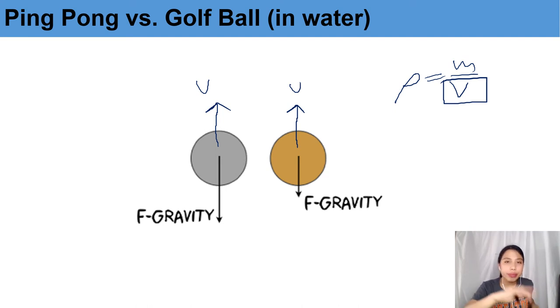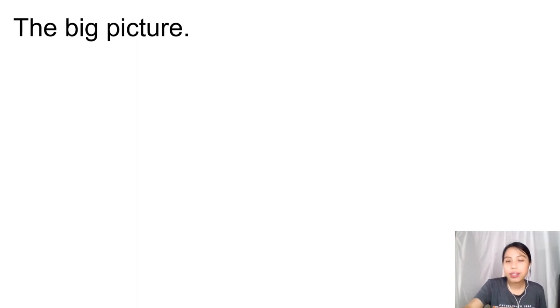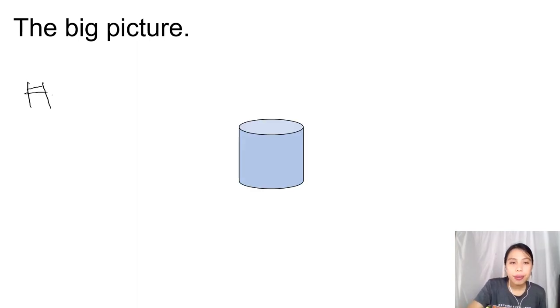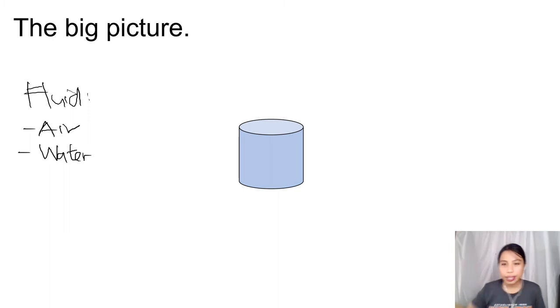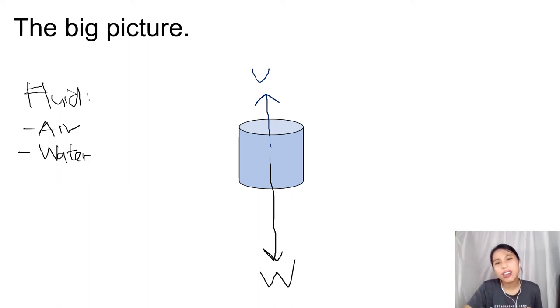So the last bit to close up this whole chapter is to bring together the big picture. If you have an object in a fluid, meaning it can be in air, which is considered a fluid, it can be in water, can be in who knows what, something fluid means things that can move around, then your object will experience an upthrust, due to pressure difference. But it also experiences a downward weight because of gravity. So W.